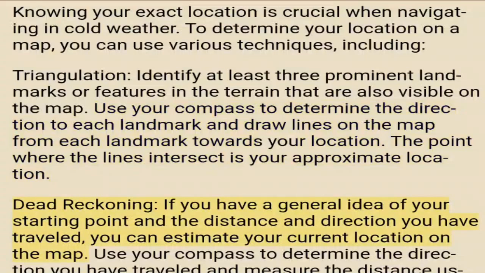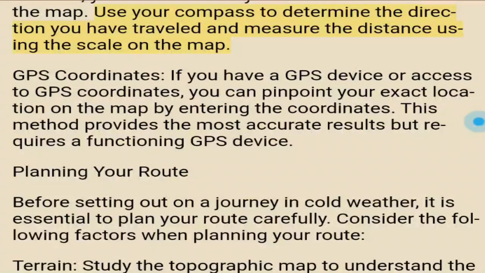Dead reckoning. If you have a general idea of your starting point and the distance and direction you have traveled, you can estimate your current location on the map. Use your compass to determine the direction you have traveled and measure the distance using the scale on the map. GPS coordinates. If you have a GPS device or access to GPS coordinates, you can pinpoint your exact location on the map by entering the coordinates. This method provides the most accurate results but requires a functioning GPS device.